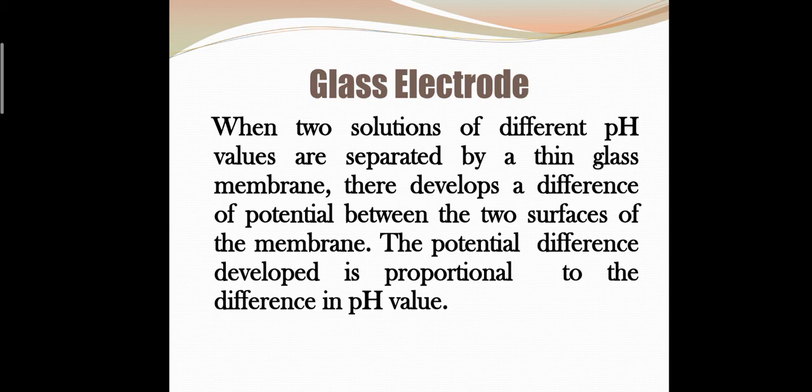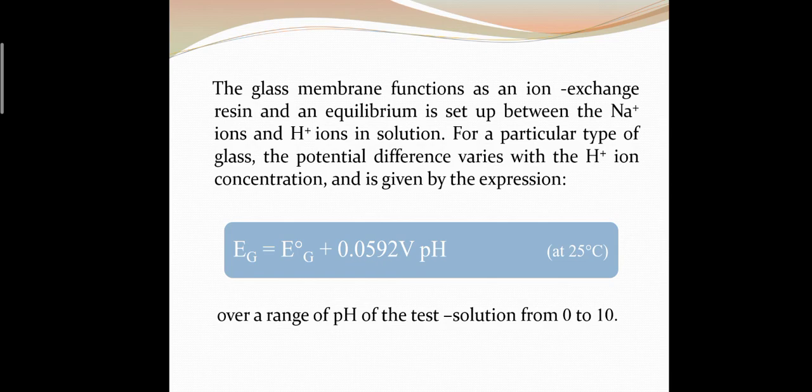When two solutions of different pH values are separated by a thin glass membrane, a difference of potential develops between the two surfaces of the membrane. The potential difference developed is proportional to the difference in the pH value. The glass membrane functions as an ion exchange resin, and equilibrium is set up between the sodium ions and the hydrogen ions present in the solution.